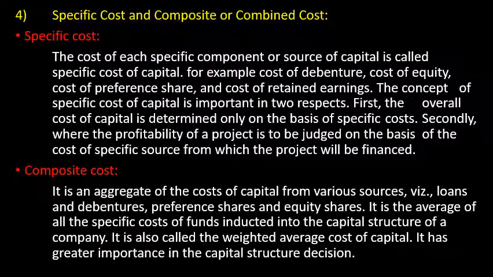The costs incurred to raise funds through these sources are called specific cost of capital. The cost of each specific component: the cost of debenture, cost of equity whenever funds are raised through issue of equity, or cost of preference shares whenever funds are raised through issue of preference shares. So these are called specific cost.